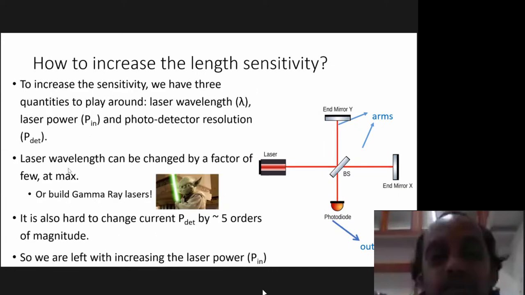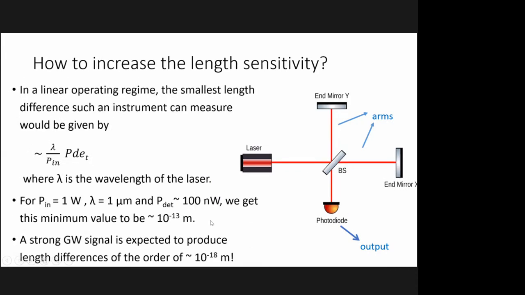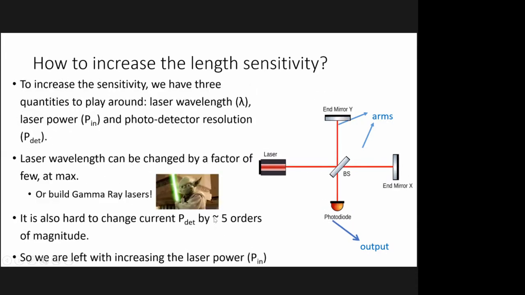So changing the laser wavelength is very hard, we can change by a factor of a few. Even with that, we'll probably be moving into a gamma ray region. So that means we have to build gamma ray lasers, which is at this point not possible. So we can't change much with the laser wavelength. And also similarly, it's hard to change the detector, the minimum amount of power the detector can detect. Even the 100 nanowatt is a very, very good number for a reasonable detector. So the only thing now we can change is the input laser power.